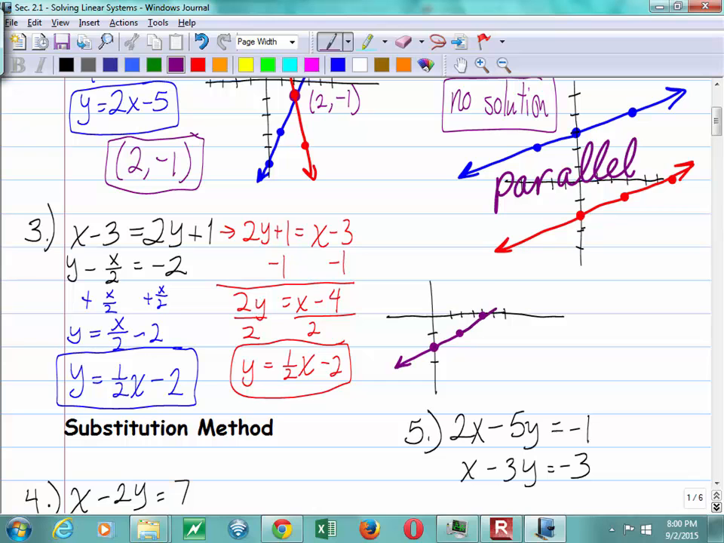Alright, so since these equations are the same, we really only have one equation with two variables. And so every point on that line, which is an infinite number of points, is a solution to that equation. So there's an infinite number of solutions.